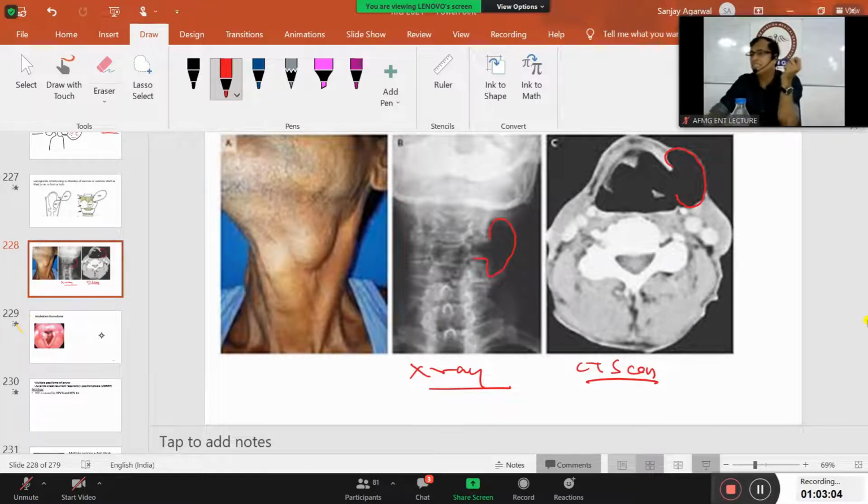And treatment is surgical excision and repair. What is the treatment? You do the surgery, remove the extra tissue, and the remaining has to be repaired. Surgical excision and repair.